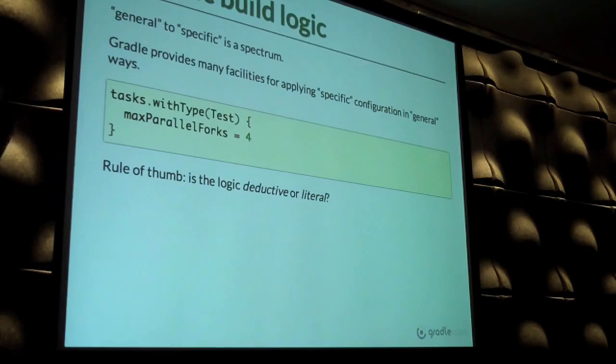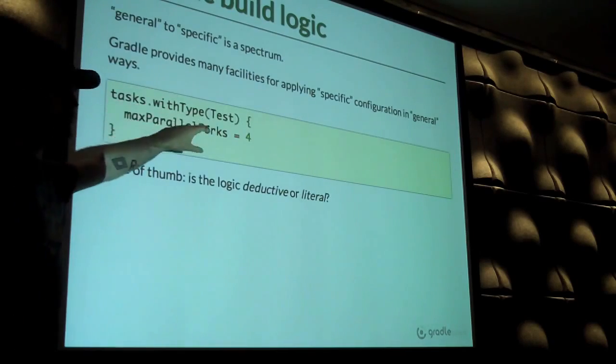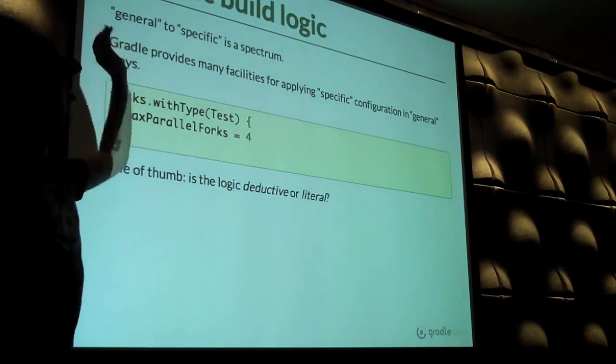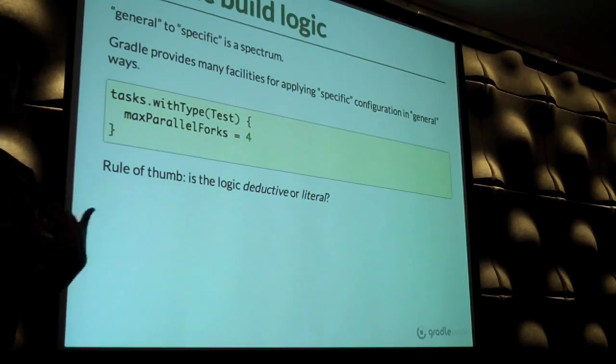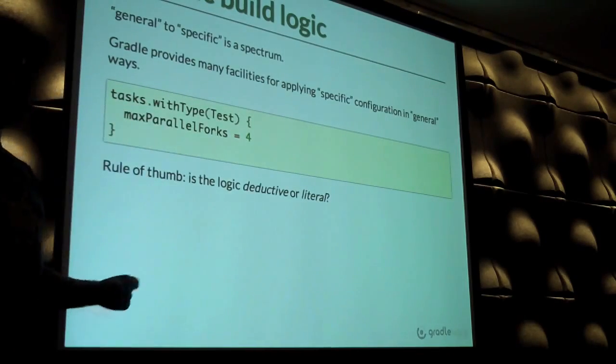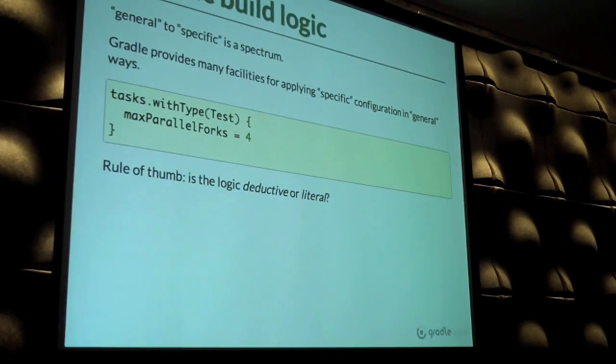For me, my rule of thumb here is: is it deductive or literal? And by deductive, I mean that if this kind of rule was referring to something else, let me just think about the Java plugin, for example. It has a whole bunch of configuration in it that is deductive from the central model. So all kinds of rules saying that for all the Javadoc tasks, the configuration is this based on something else. It's all general wiring, using the same kind of mechanisms, but here it's quite specific and literal. So deductive or literal.